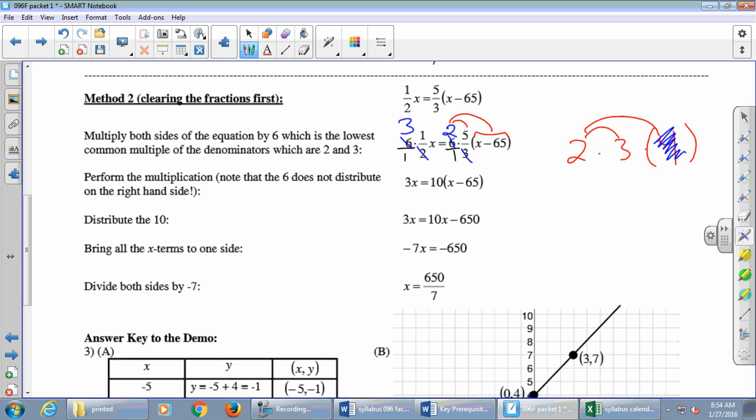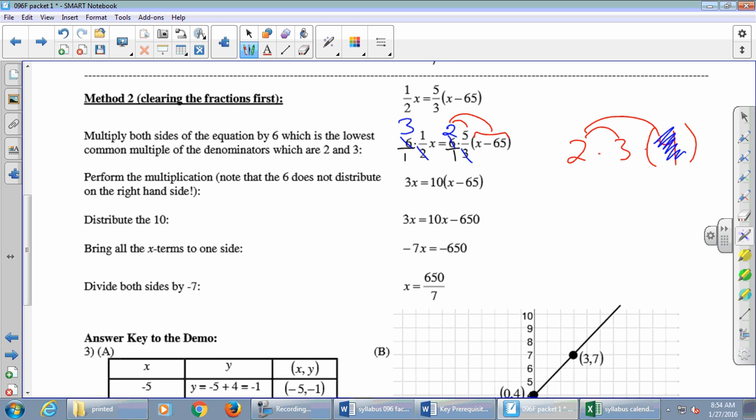Okay, and then from here on out, it's pretty easy. Distribute the 10, get a 10x minus 650. Again, x is on both sides, so let's move them all to one side. Subtract the 10x gives you negative 7x, and then divide by negative 7. Okay? All right.